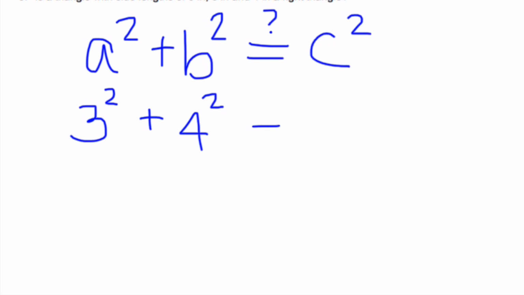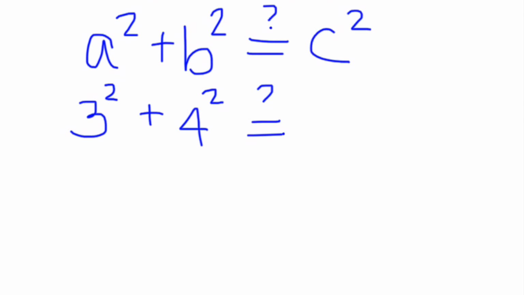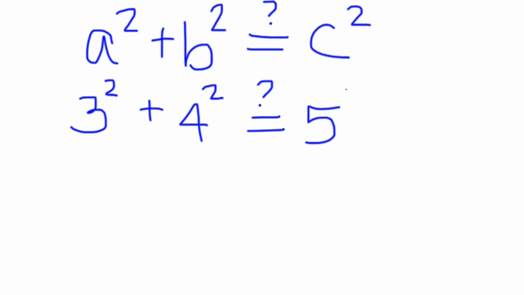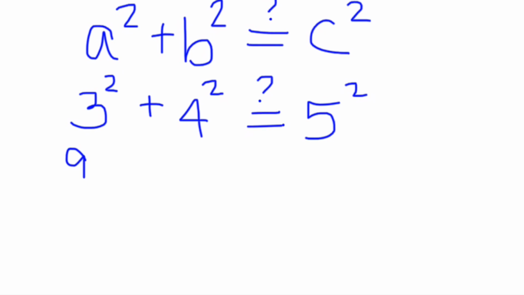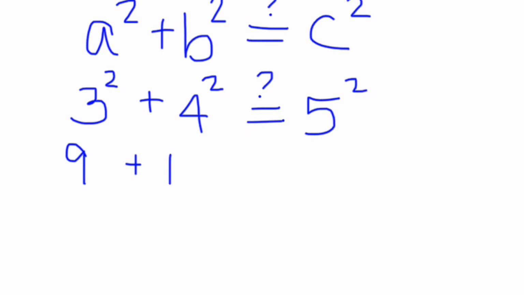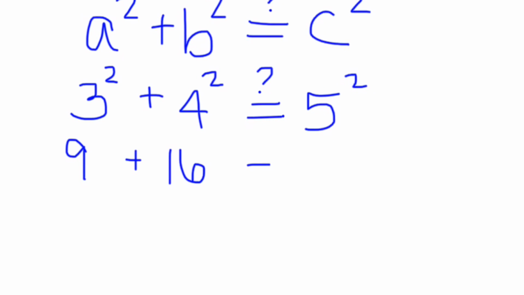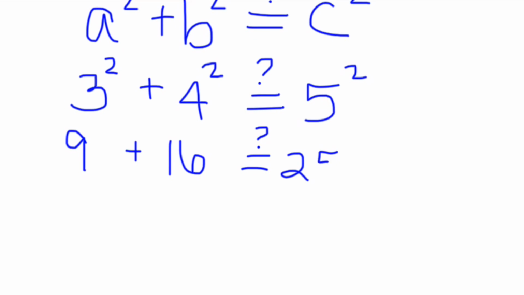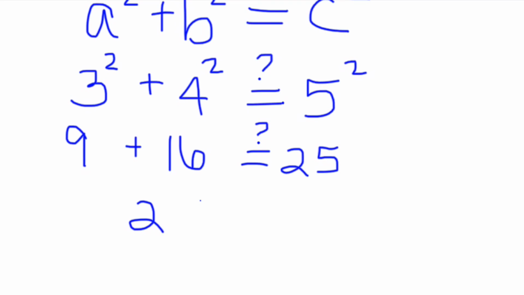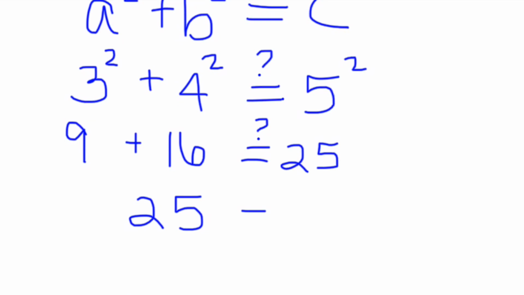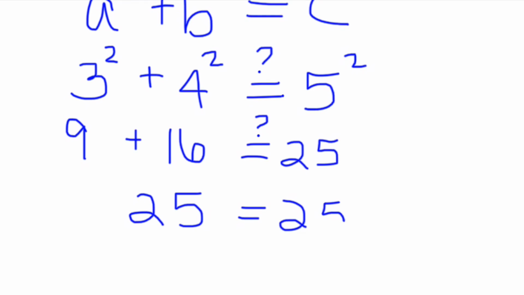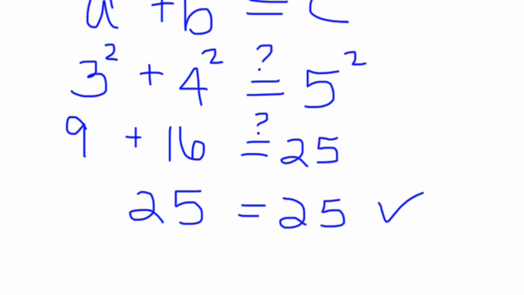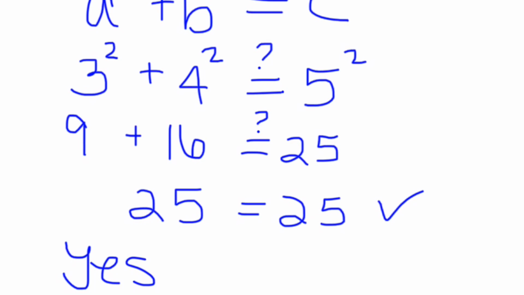So 3 squared plus 4 squared, we're checking to see if that equals 5 squared. 3 squared is 9, plus 4 squared is 16. Hopefully that equals the right side, which is 25. 9 plus 16 is 25. So since we get the same number on each side of the equal sign, we know that we have a right triangle.